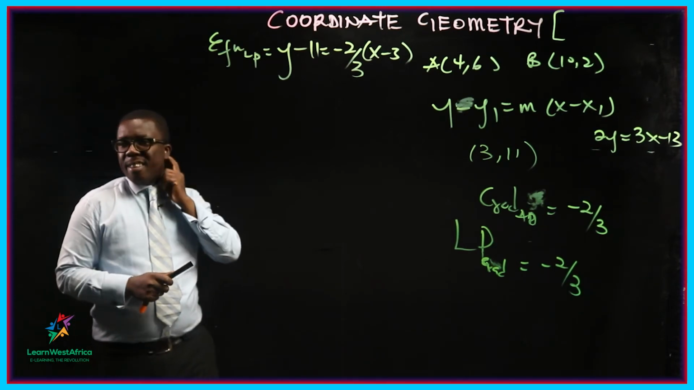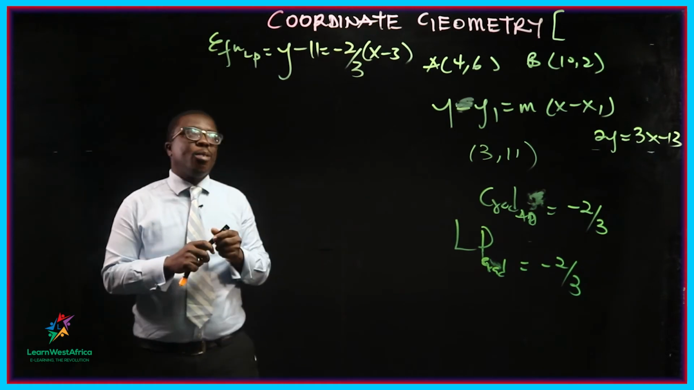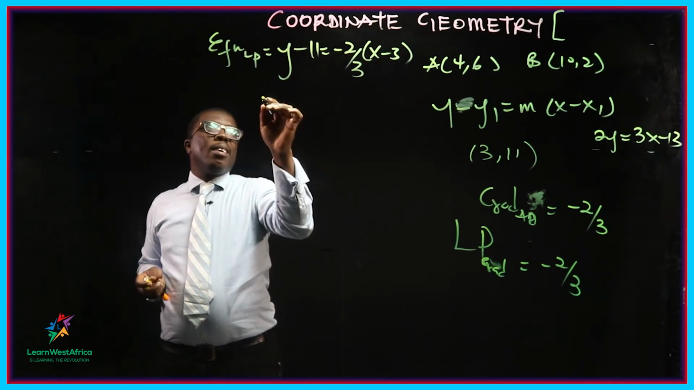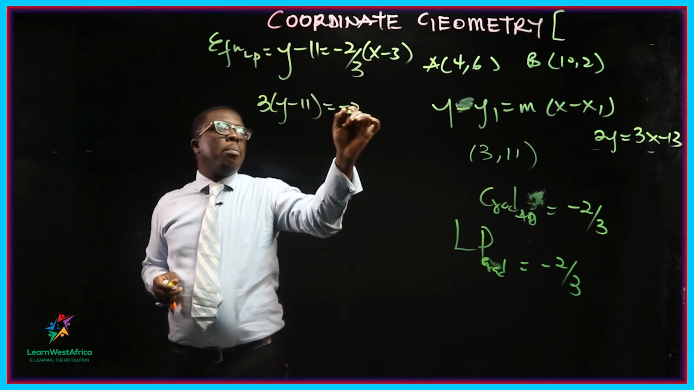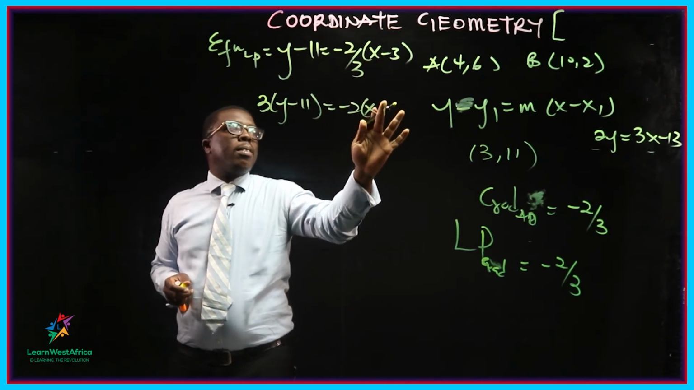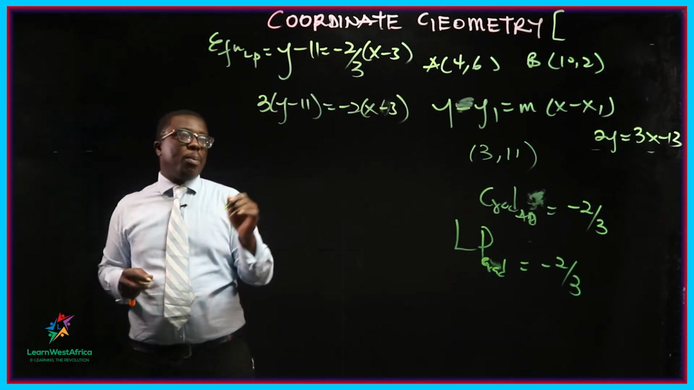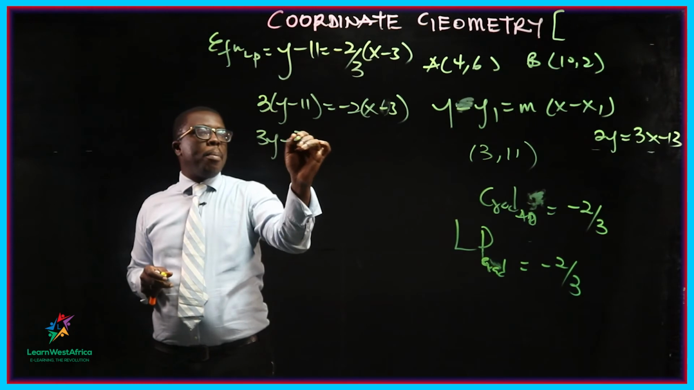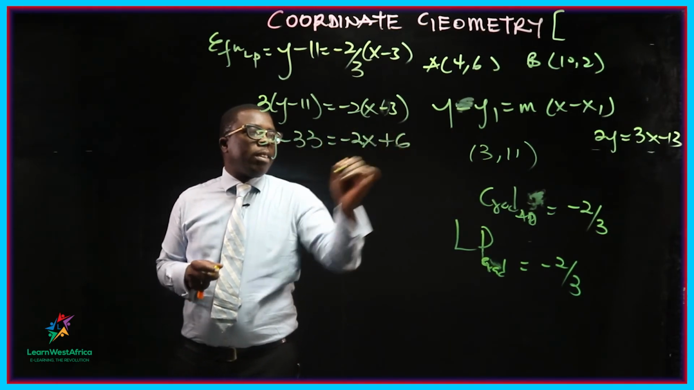Is that clear? Okay, so now let's try and simplify this and find the equation of it. So what are we going to get? We are going to have 3y minus 11 equal to minus 2x, then you have minus 3 here. So let's try and expand and simplify. This is going to give you 3y minus 33 equal to minus 2x plus 6.